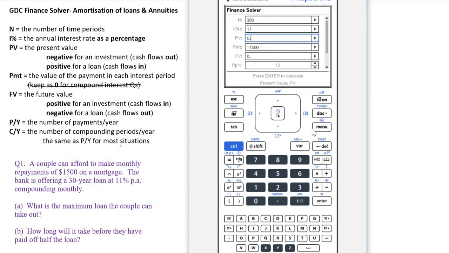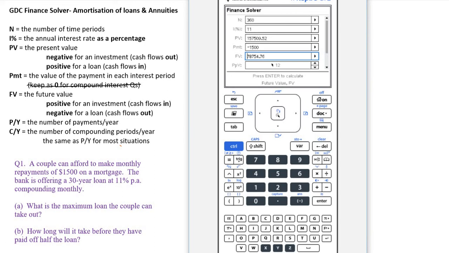And so if we go back up to present value and hit enter, that is the amount that we can take out as a loan. $157,509.52. So, if I take this amount and I halve it, then it's $78,754.76. That's half of the loan.